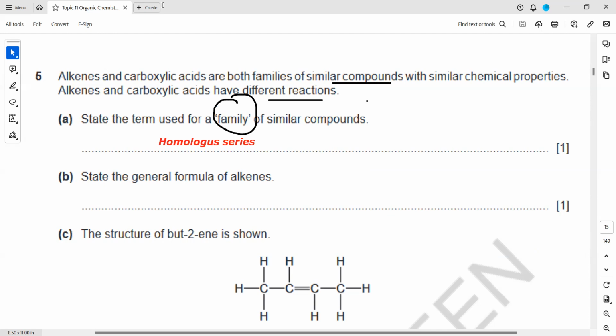State the general formula of alkene. What is the general formula of alkene? So you can use chat. You can annotate on the screen. So the general formula of alkene is CnH2n. Alkane is CnH2n plus 2 and carboxylic acid is CnH2nO2. For alcohol, CnH2n plus 1 OH you can also write.